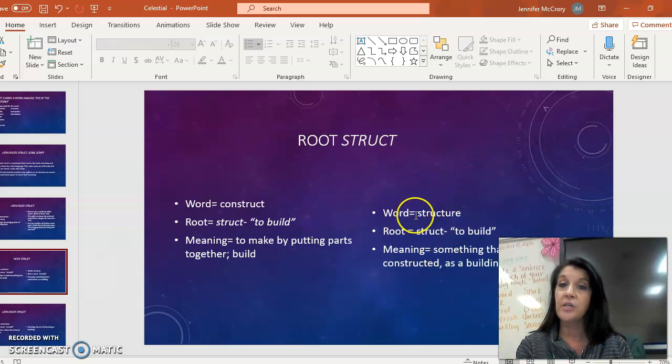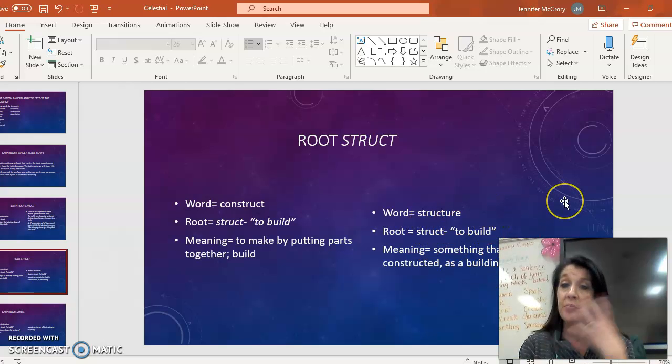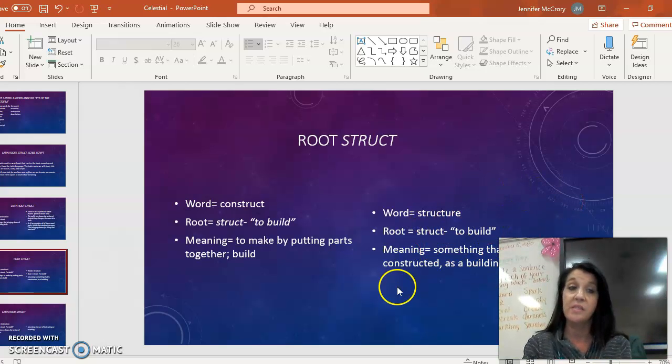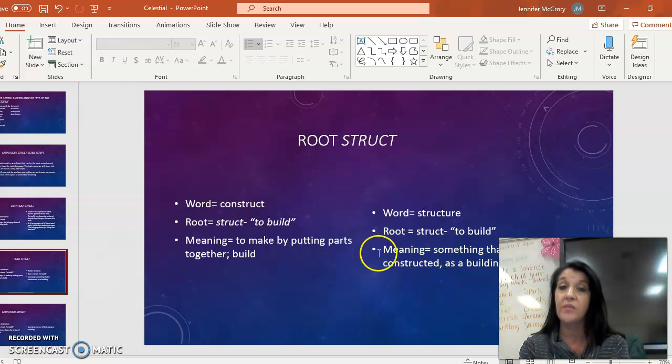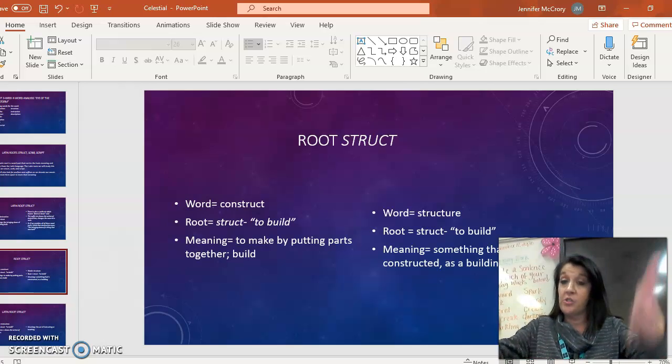Very good. Let's take a look at our next one, structure. Okay. You see the common core, the common piece that they have? Again, our root is struct. Same meaning still, to build. And so I can say, okay, well, I know what this means. The same meaning: something that is constructed, as in a building. All right. A structure is something that is constructed. Sorry about that. If you have a building, you know, it was a structure. It's been built. All right.